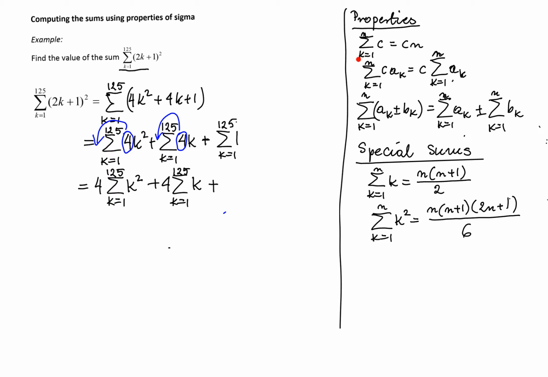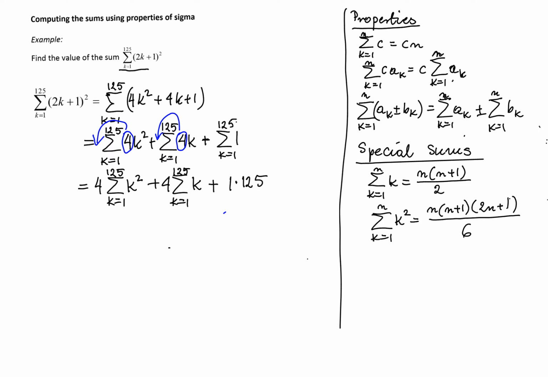So we can use the first property listed here. The sum of a constant is that constant times the number of times it is added, and it is 125. Now we'll use the formulas for the special sums. The first formula is the sum of the squares of the first 125 positive integers. So this is formula 2.